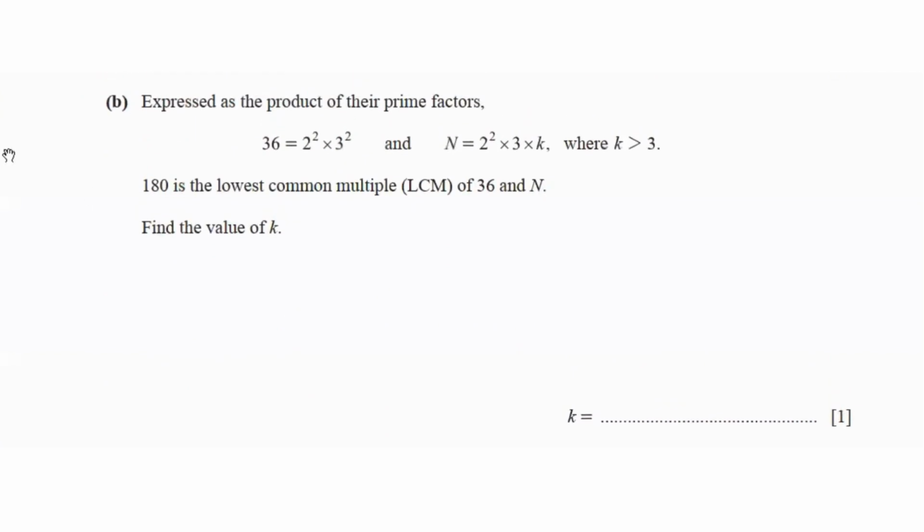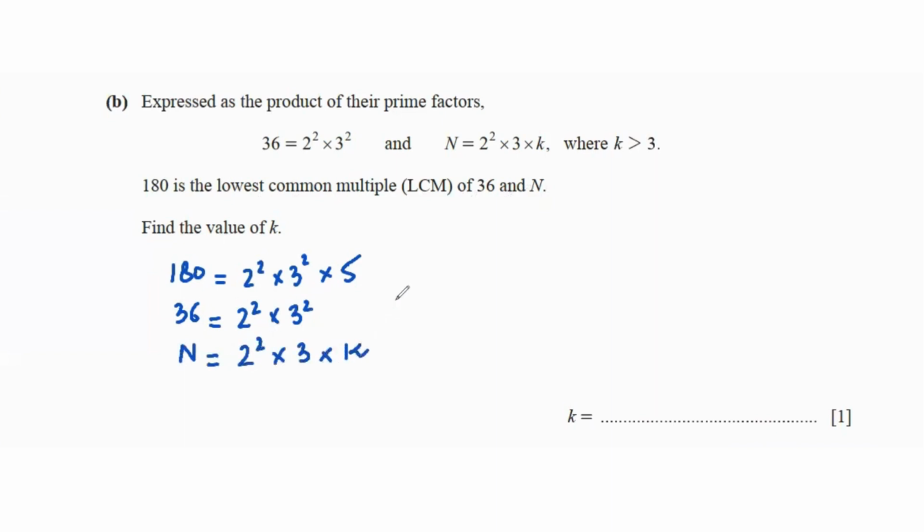In part B, they're saying that 180 is the lowest common multiple of 36 and n. We have to find the value of k. So 180, as we did, was 2 squared times 3 squared times 5. 36 is 2 squared times 3 squared. And n is 2 squared times 3 times k. Since 180 is the lowest common multiple of 36 and n, that means k has to equal 5.